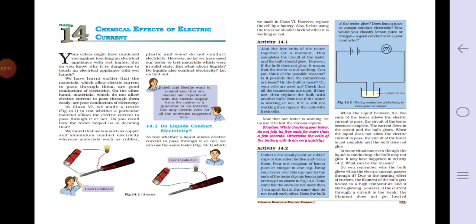So in this lesson today we are going to discuss, do liquids conduct electricity?